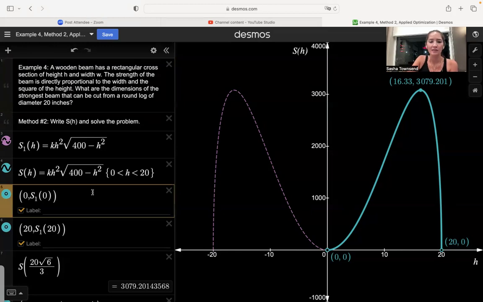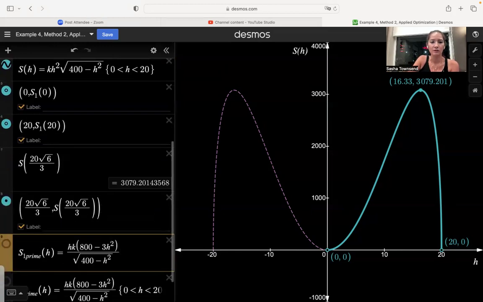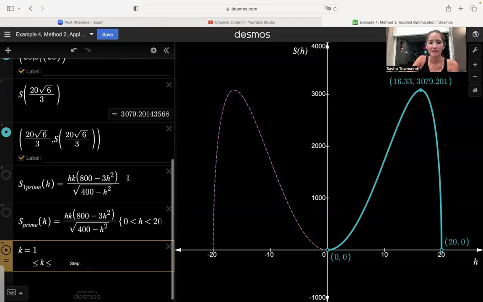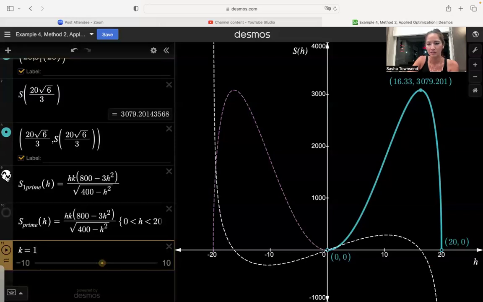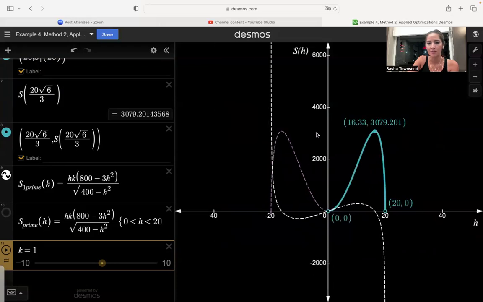So to do that, what we did was we computed the derivative. We did that by hand. Then we set the derivative equal to 0 and we solved for h. Now, when I graph the entire derivative, it looks like this. It's this white curve here, but we're only interested in that part where h is between 0 and 20. So that's the part of interest.